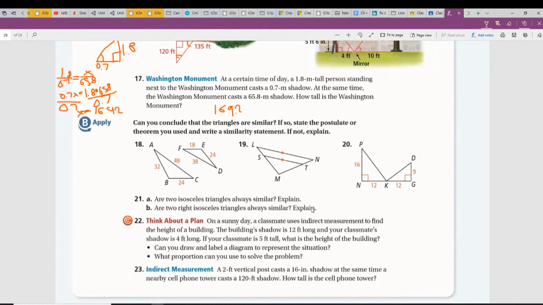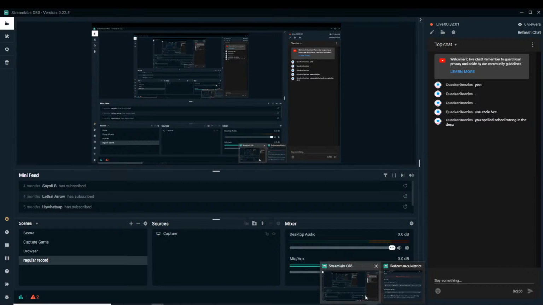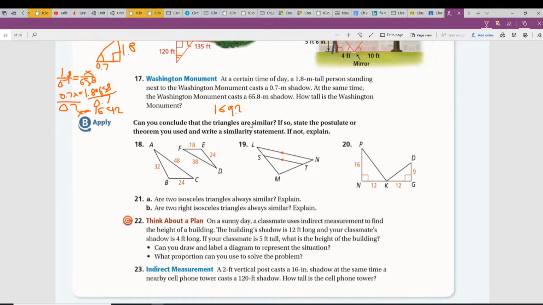Okay, back into similarities. Okay, so can you conclude that the triangles are similar? If so, state the postulate or theorem you use and write a similarity statement. If not, explain. Let's see if anyone's here. Oh, okay. Can you conclude that the triangles are similar? Let's see.